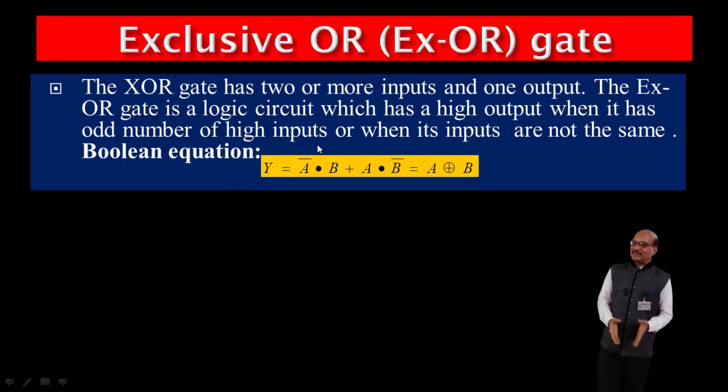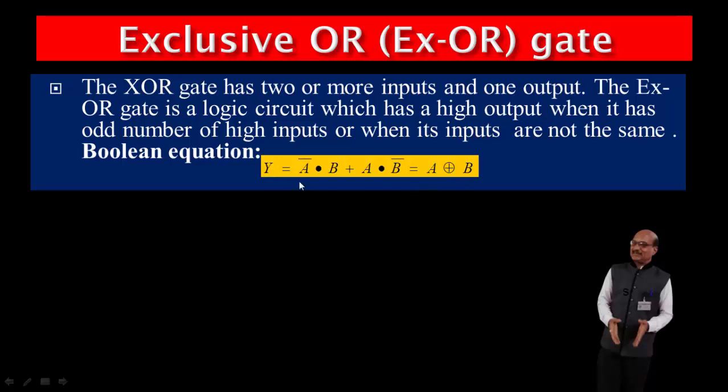Now this will be more clear when we consider the truth table of this gate. Now the Boolean equation for this exclusive OR gate is given by Y is equal to A complement and B, or A and B complement, or this is written as A XOR B. So this symbol, plus within a circle, represents the exclusive OR gate.